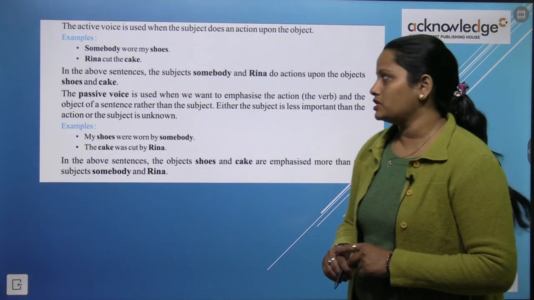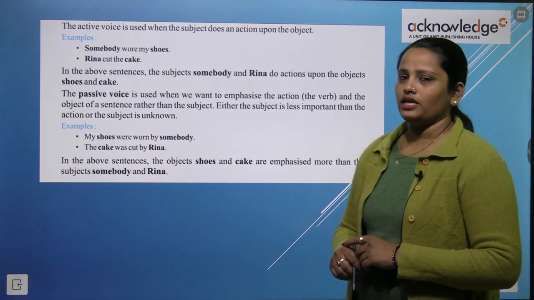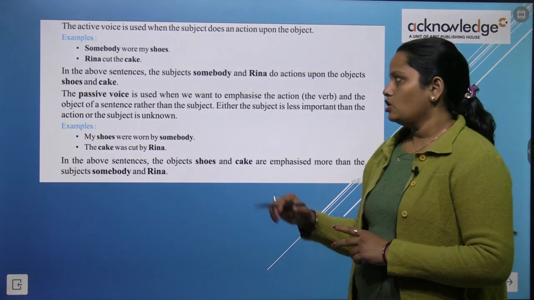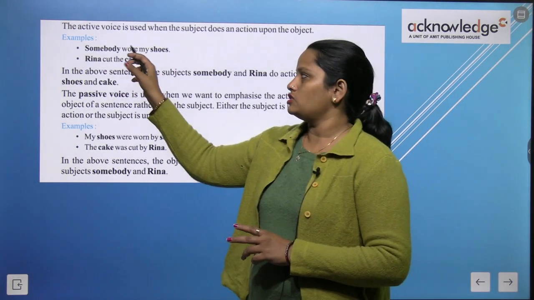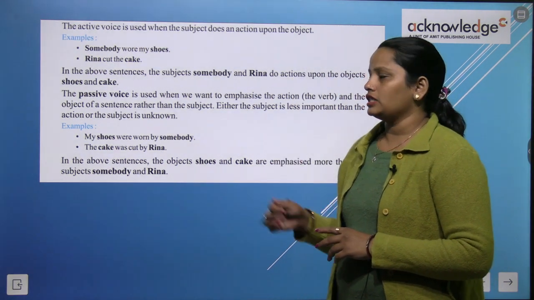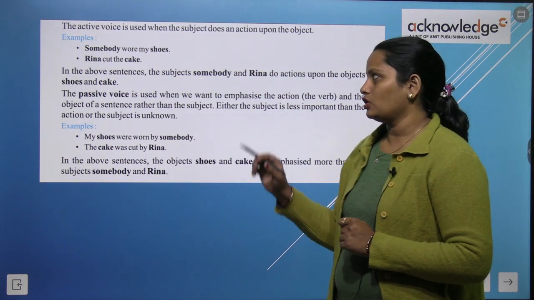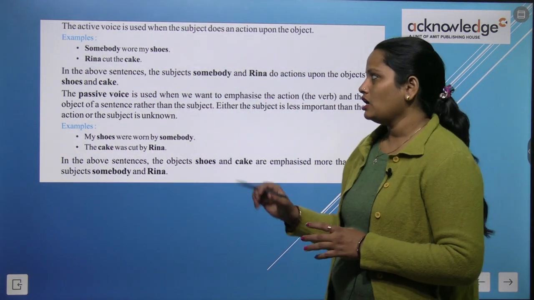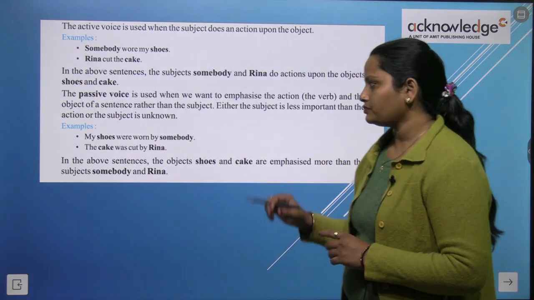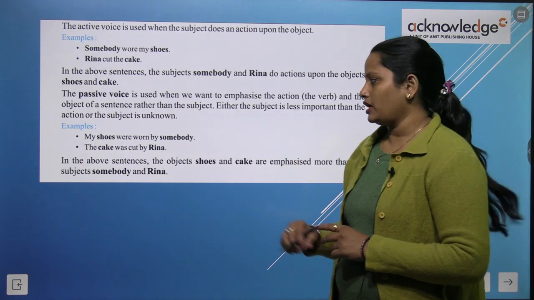Now here the example is given again. We can see it. My shoes were worn by somebody and the cake was cut by Reena. So अभी जो है हमने इन जो ऊपर sentences दिए गए थे इनको ही हमने change किया है in the passive voice. So active voice को हमने passive voice में change किया. तो somebody wore my shoes का हो गया my shoes were worn by somebody. और Reena cut the cake का बन गया the cake was cut by Reena.